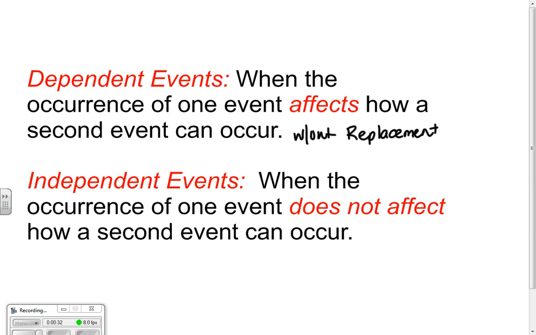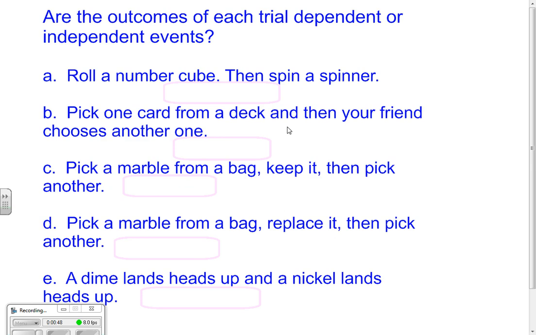In independent events, that means that one of the events does not affect the other. So they will say things like, we put it back, or with replacement. So if they pick something out of a bag, they look at it and they put it back. That means it's independent. So the following outcomes, are they dependent or independent?